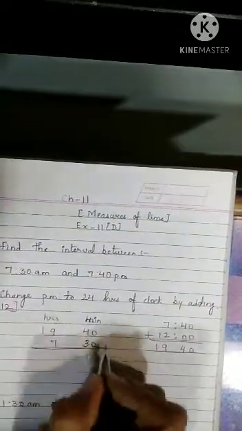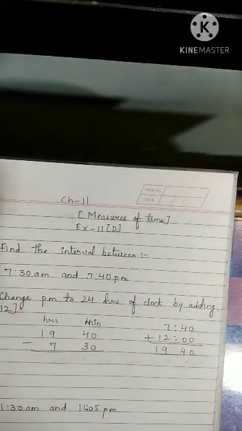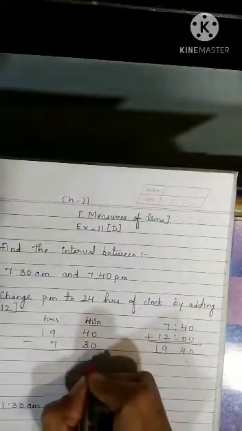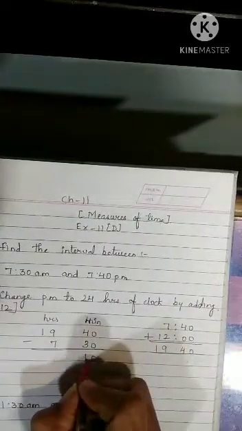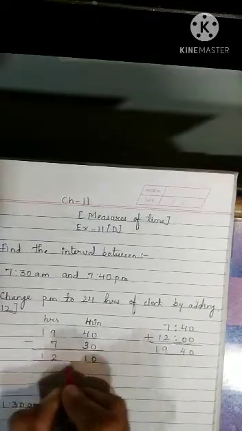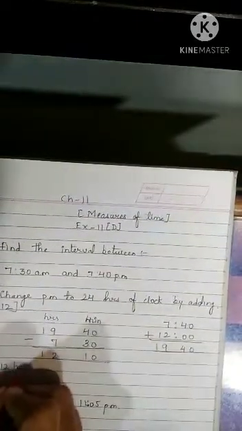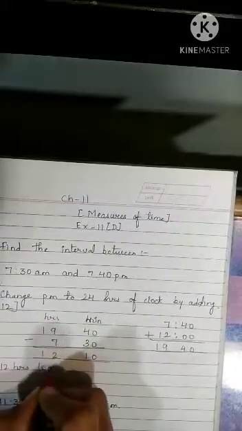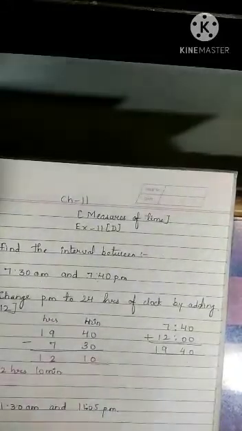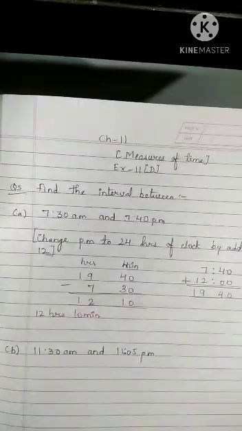Now we have to find out the interval between. How do we find? By doing subtraction, right? 0 minus 0, 0. 4 minus 3 is 1. 9 minus 7 is 2. And 1 will come as it is. Fine. So what is the answer? 12 hours and 10 minutes. Clear everyone?